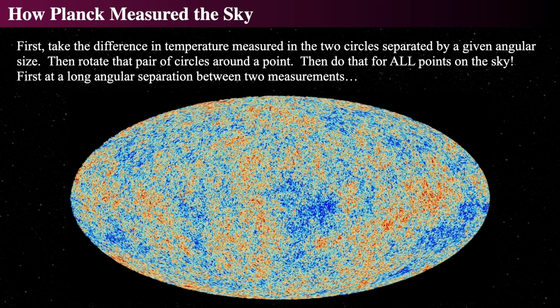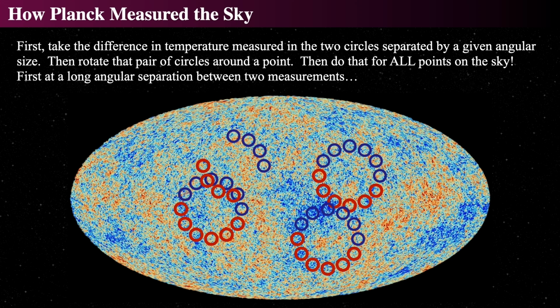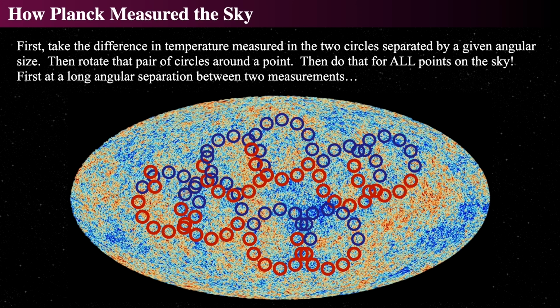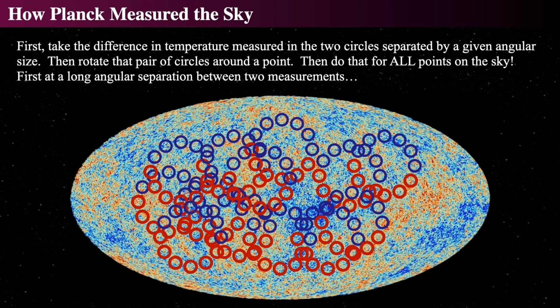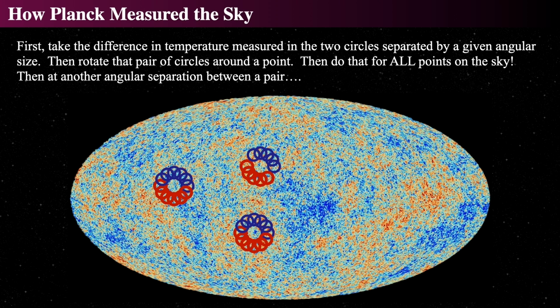And then you say, compare that to the temperature of a circle at a given angular distance away in the sky. Then rotate it around and do it for every pair of circles at that angular center. So here's what we look at for a large angular separation. It'll look a little like this. So we have a large angular separation, and we do it over every pair of points in the sky.